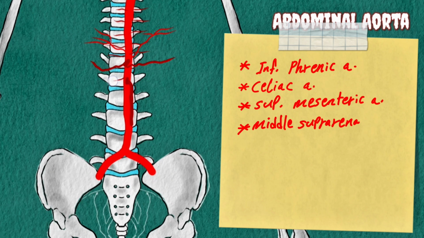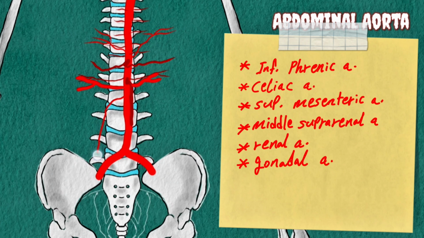Middle suprarenal arteries, small paired visceral arteries that arise either side posteriorly at the level of L1 to supply the adrenal glands. Renal arteries, paired visceral arteries that arise laterally at the level between L1 and L2, they supply the kidneys. Gonadal arteries, paired visceral arteries that arise laterally at the level of L2. Note that the male gonadal artery is referred to as the testicular artery, and in females, the ovarian artery.